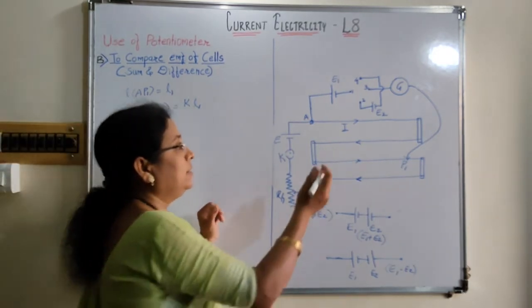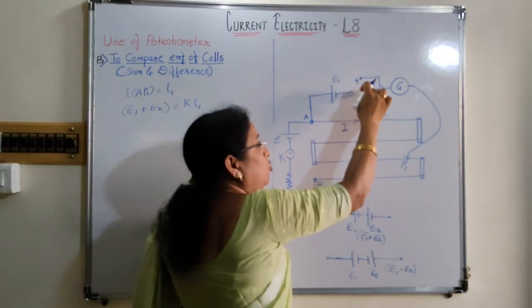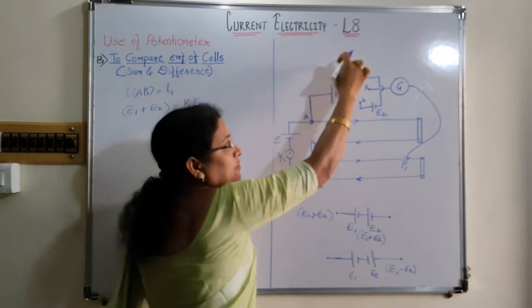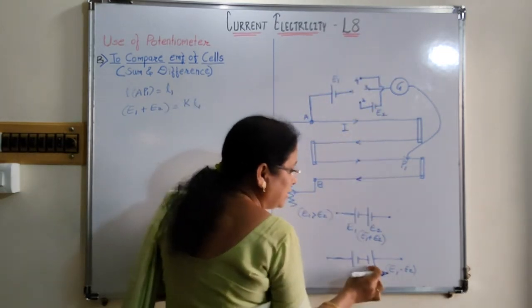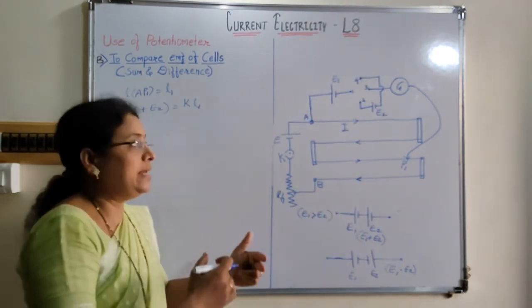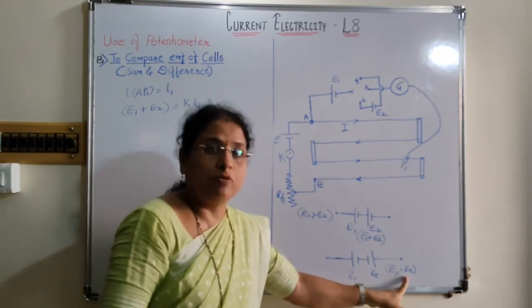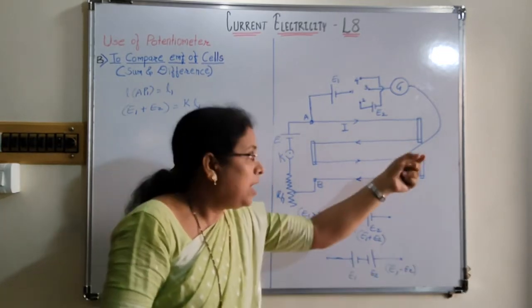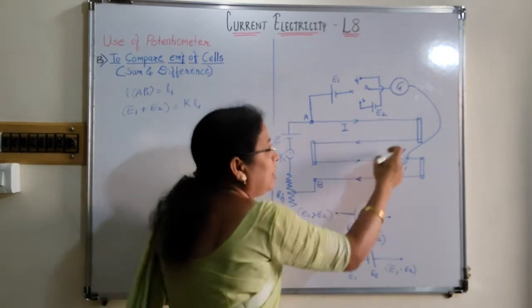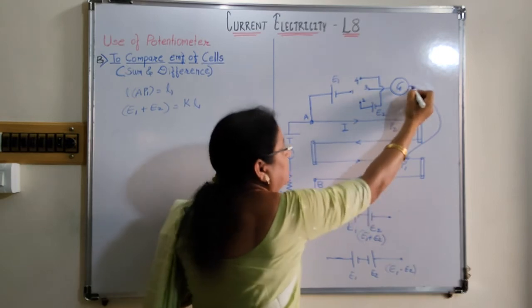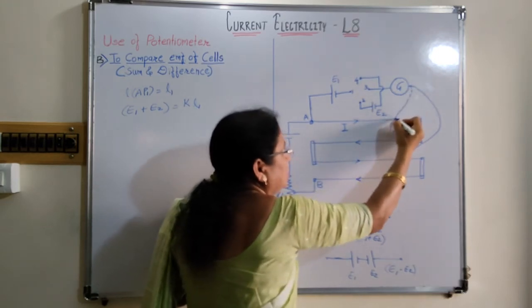Now we connect the key in 2 and the second and fourth gap, so that the negative terminal of the first cell is connected to the negative terminal of the second cell, meaning the cells are connected in opposing manner. We get the difference of EMF of the two cells, E1 minus E2. Again we touch the jockey at different points on the wire and obtain the point P2, for which the galvanometer shows zero deflection.